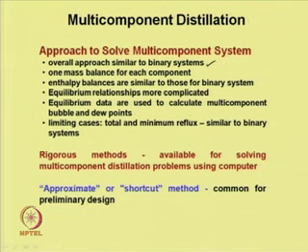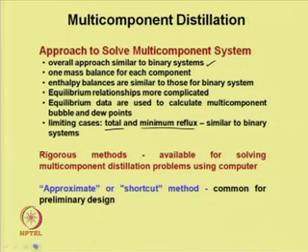Equilibrium data are used to calculate multi-component bubble and dew points, and the 2 limiting cases, as we observed in case of the binary systems, that is the total reflux and minimum reflux, similarly apply in these cases. Rigorous methods are available for multi-component distillations using computers, but there are some approximate or shortcut methods which are more common for preliminary design.